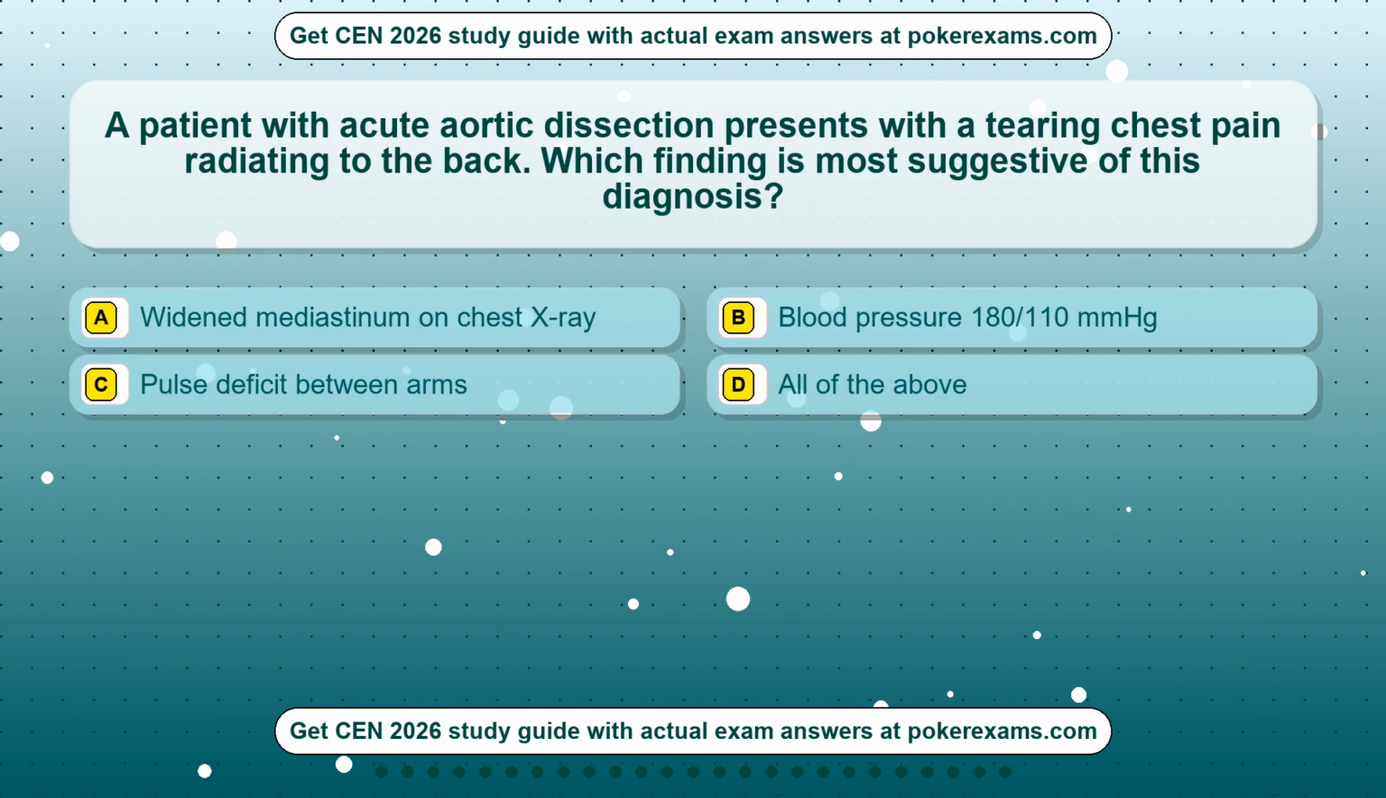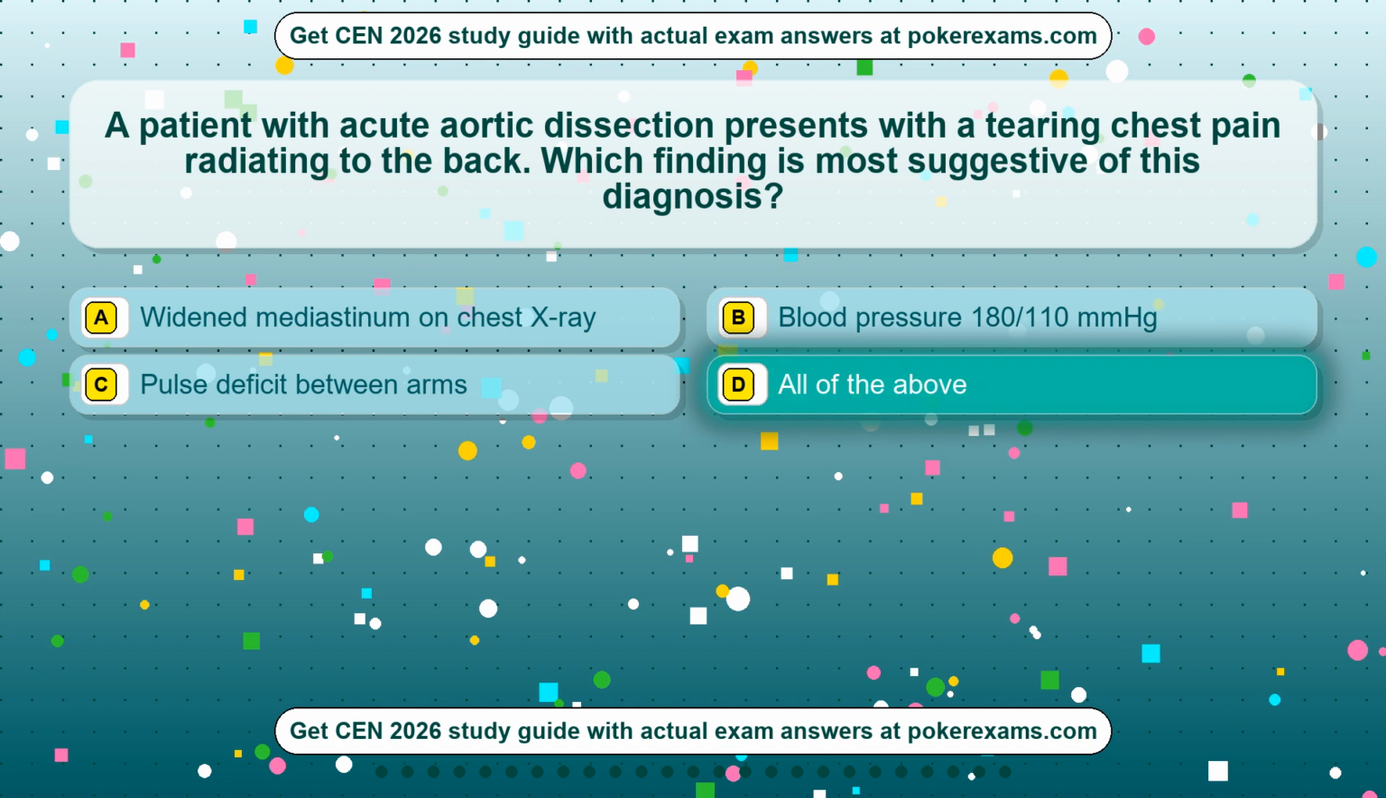Question 22. A patient with acute aortic dissection presents with a tearing chest pain radiating to the back. Which finding is most suggestive of this diagnosis? Option A, widened mediastinum on chest X-ray. Option B, blood pressure 180/110 mmHg. Option C, pulse deficit between arms. Option D, all of the above. The correct answer is option D, all of the above.